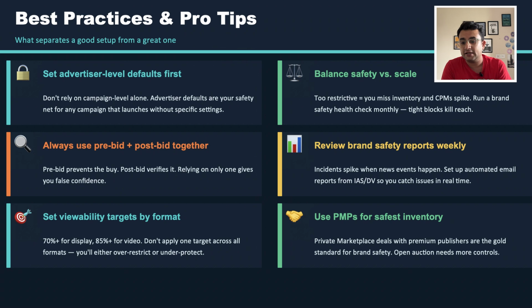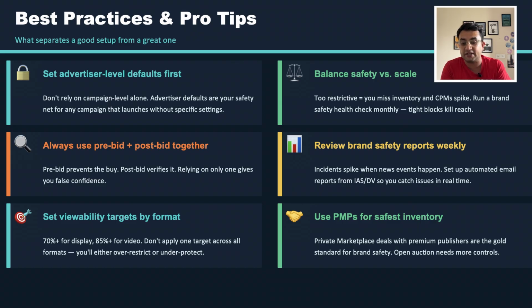Best practices: set advertiser level defaults first of all. Set everything at advertiser level, which is like the basic for your brand itself. Don't rely on campaign level alone. Advertiser defaults are your safety net for any campaign that launches without specific settings. Always use pre-bid and post-bid together. Pre-bid prevents the buy, post-bid verifies it.